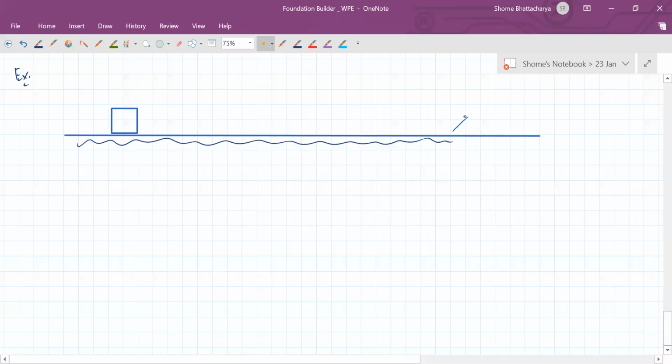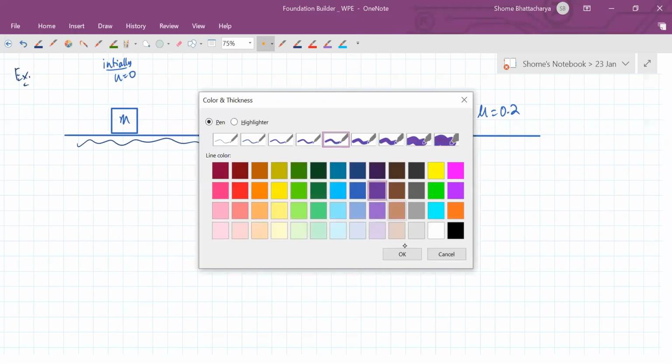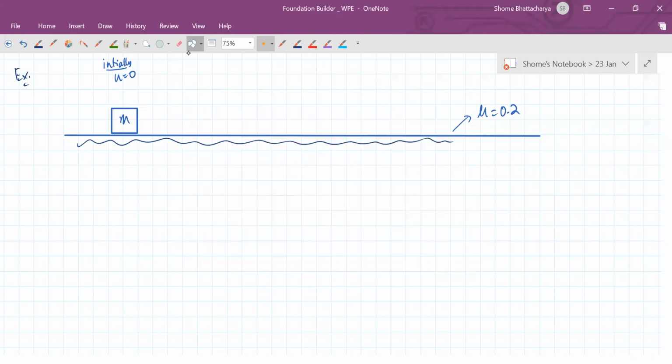So this is a rough surface which has a coefficient of friction 0.2. This is a block of mass m. Now initially it is at rest. Okay, this is the initial state. u is equal to 0. And now what we do is we start applying a constant force on the block. Let's say we apply it like this.